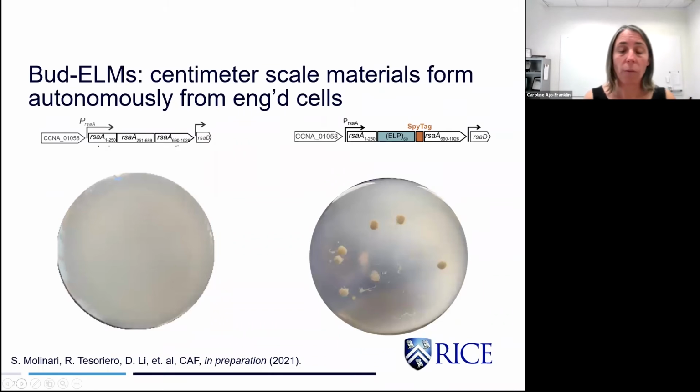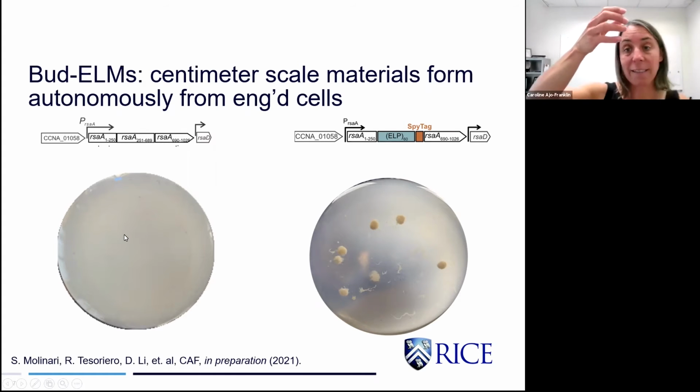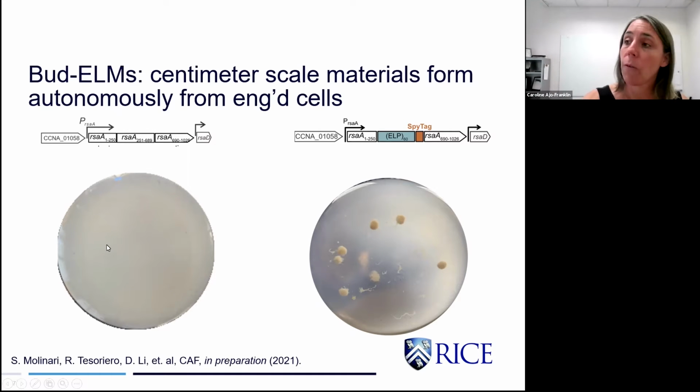And when we did that, we found that we were able to make bottom-up de novo designed ELMs, which we call BUD ELMs. And these were centimeter scale materials that formed during the growth process. So here we're looking at the bottom of a flask after about 36 hours of growth. In the wild type strain, you just see a dense planktonic culture. But when you've changed the single domain and introduced the ELP and the SpyTag, what you see are these small materials that are about 0.5 centimeter to 1 centimeter in diameter, that are freely floating in the media.